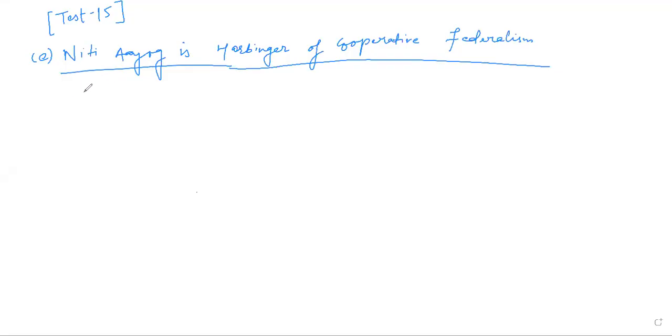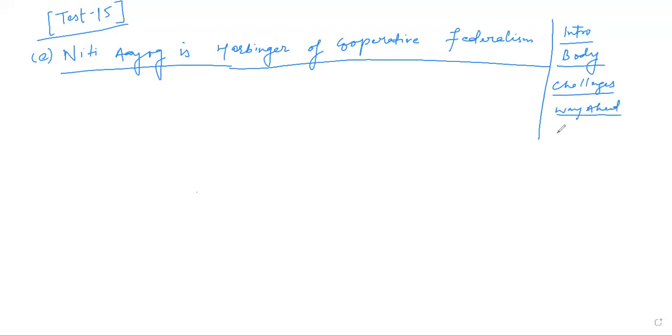Hello everyone. Here we'll be discussing one question of test 15. But before discussing it, we'd like to tell you how to approach a 7 to 8 marker question in BPSC. You need to write the intro of the text, then the body of the text, then the challenges, then the way ahead, and then the conclusion.